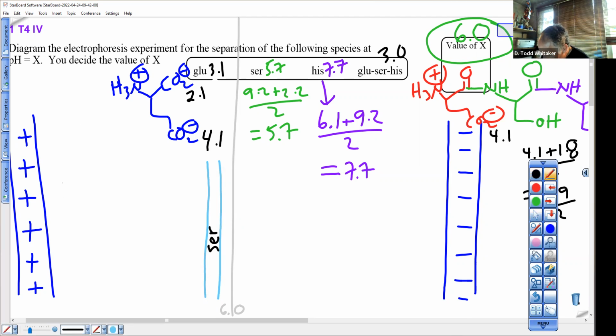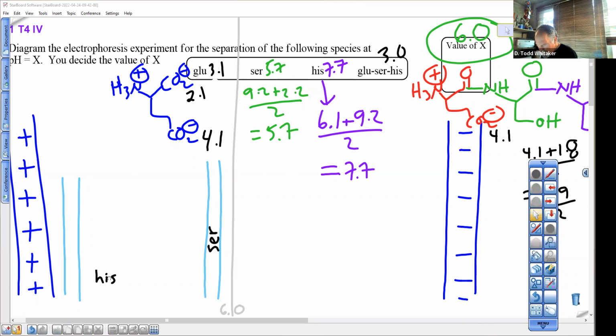And here it is. What's the 7.7? It's my His. A little too tall. The H. That's going to be in that strip. What about the ones on the other side of 6.0? 6.0 is going to deprotonate these. Oh, they're all deprotonated. Wait a minute.